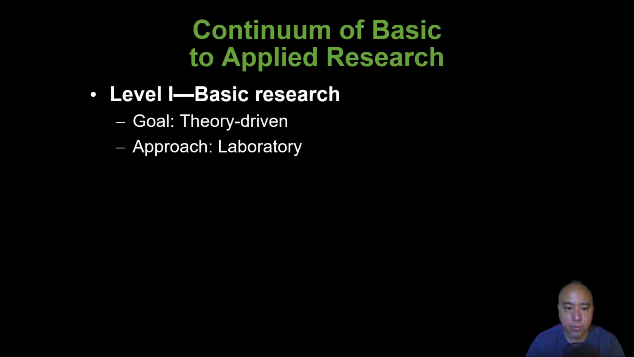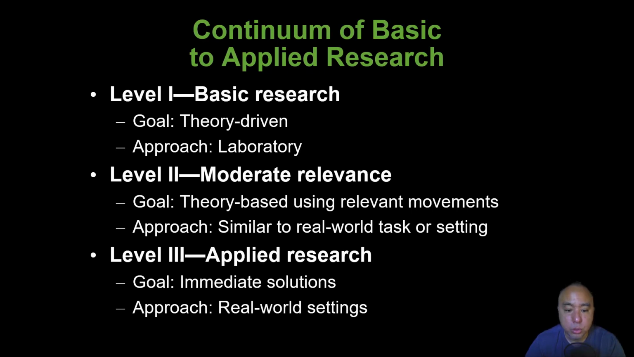So what are the different types of research? I'm not going to go over detail, but the continuum goes from basic research, which is research conducted in the lab, to applied research, which is research that's conducted in natural settings of athletes and patients. This provides immediate solutions. And then in between there is what's called moderate relevance, where it's theory-based, basic research, but it also has a more direct relevance to applied research that basic research does not provide.